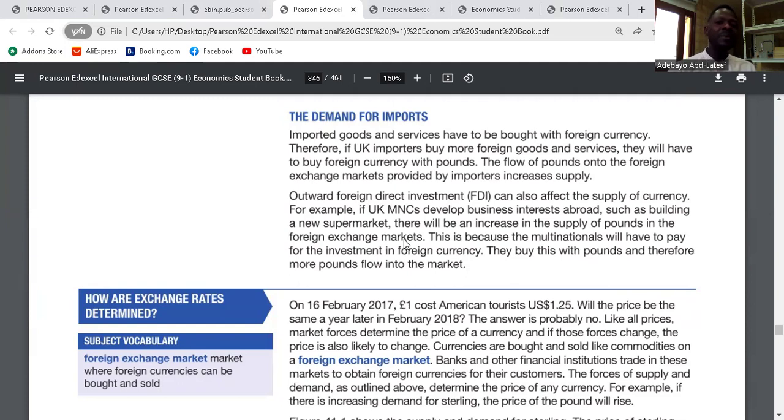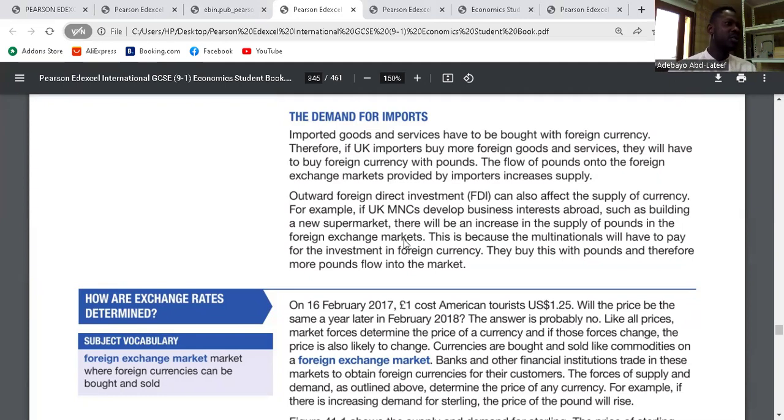Outward foreign direct investment, FDI, can also affect the supply of currency. For example, if UK MNCs develop business interests abroad, such as building a new supermarket, there will be an increase in the supply of pounds in the foreign exchange market. This is because the multinationals will have to pay for the investment in foreign currency. So they have to buy it with pounds, and therefore more pounds flow into the market. So for FDI, that's outward direct investment. If multinationals in the UK felt that they need to invest further in other countries, they have to use the pounds to buy more of the other country's currency. As a result, more pounds will go into the foreign exchange market. That will reduce the value of the currency.